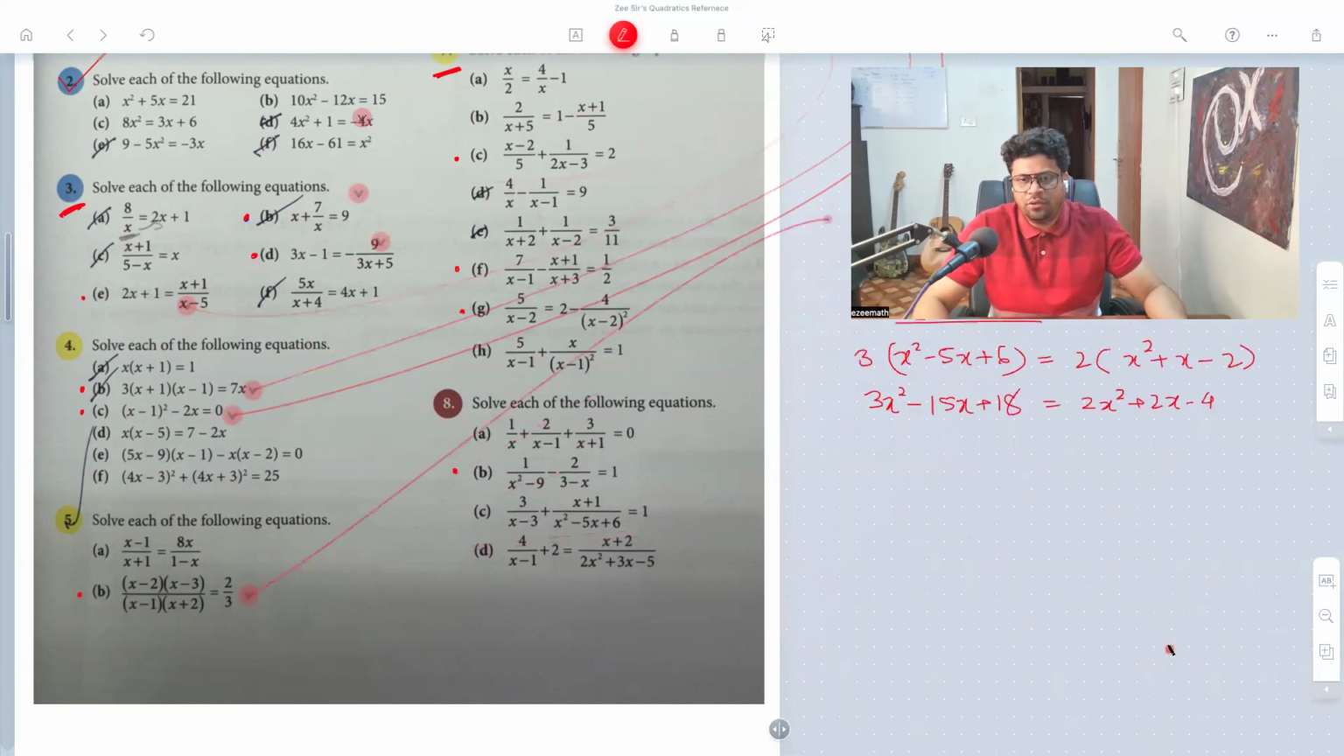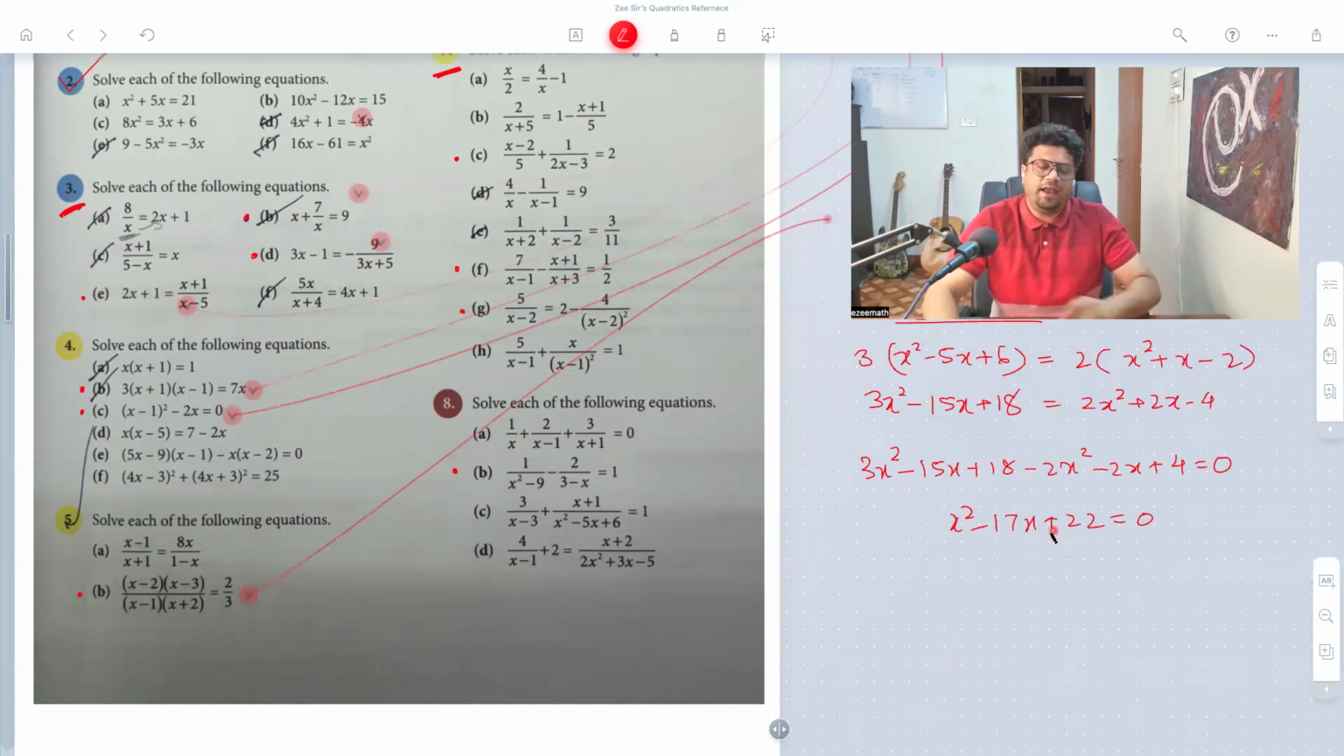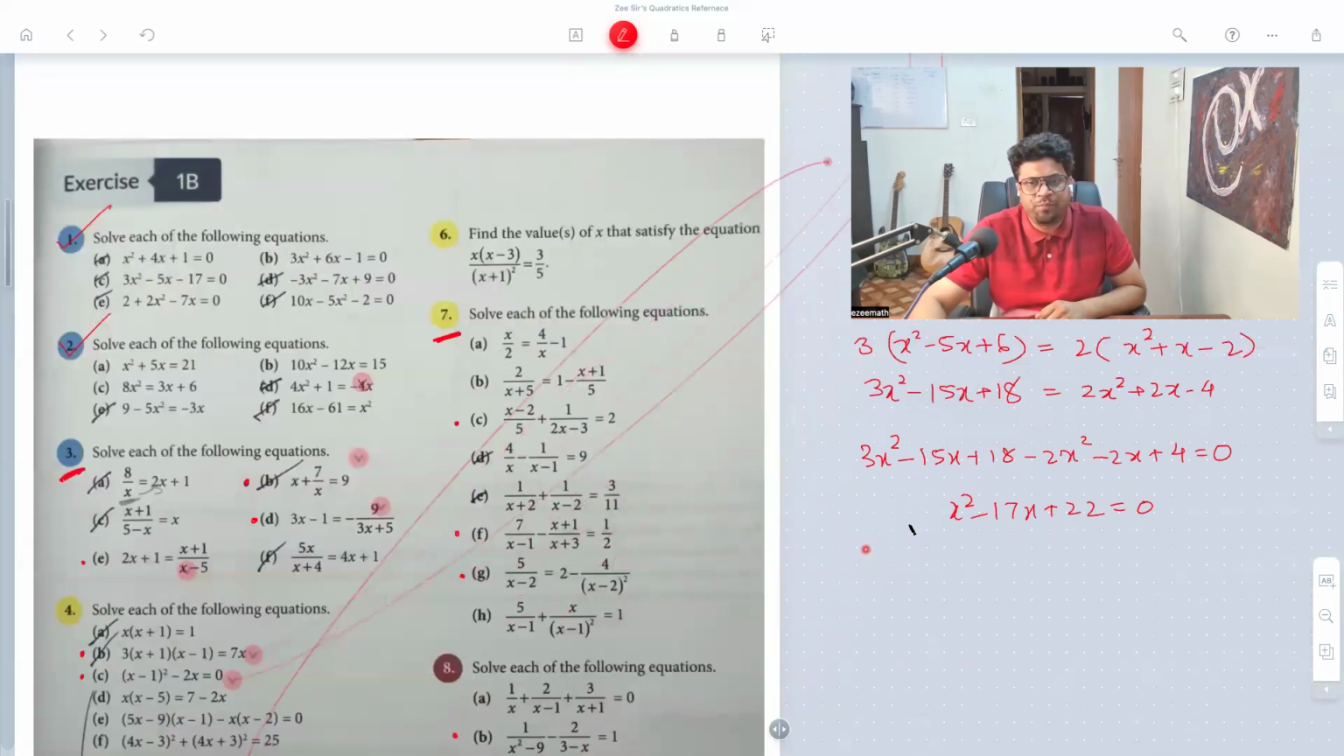And now you go take everything to the left now. Everything that you have on the right will take it to the left. Equals 0, 3x squared minus 2x squared is x squared minus 17x plus 22 equals 0. Again, a quadratic you can solve. Okay, so that was 5-part B.